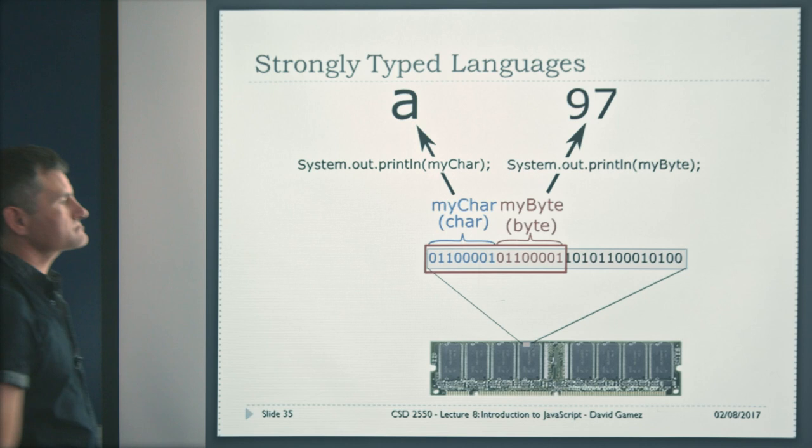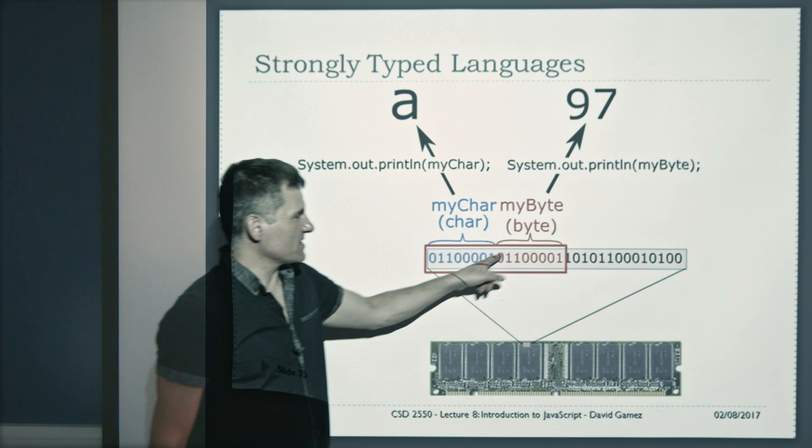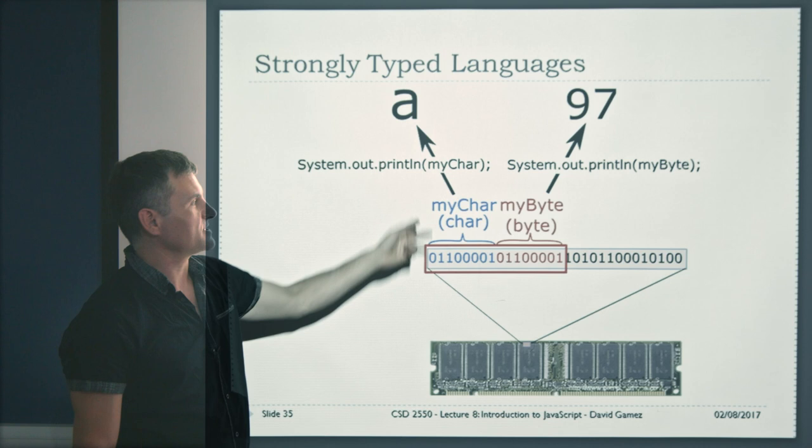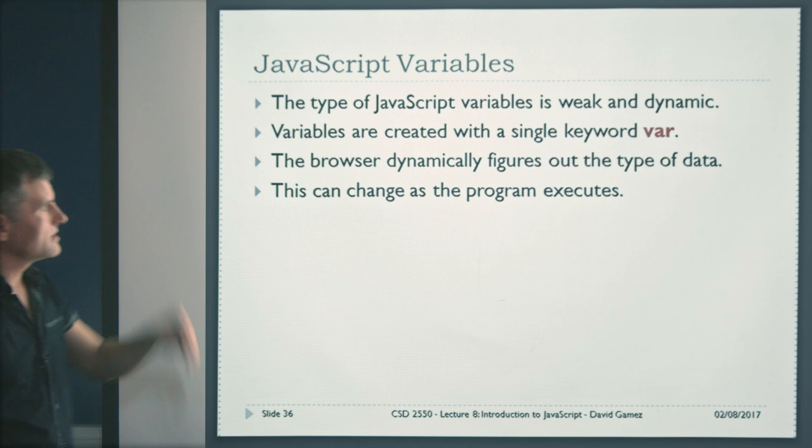Note in this case that both of the strings of ones and noughts for these two variables are the same, but they produce a different output because they're of a different type. Now, that's for strongly typed languages such as Java and C++.